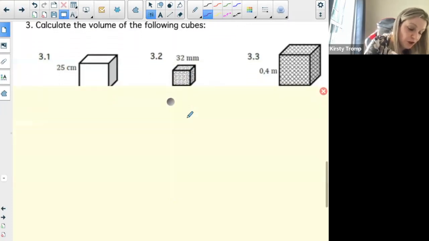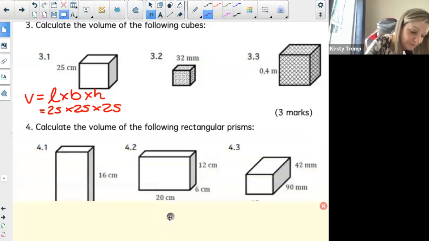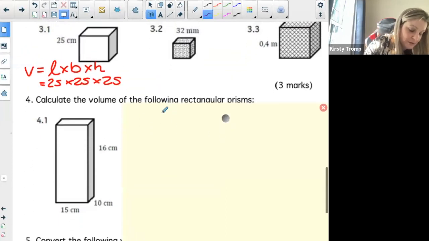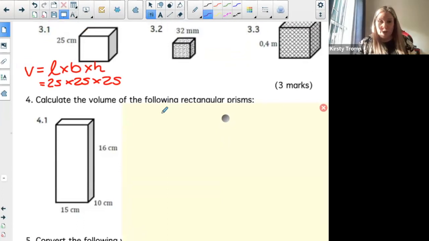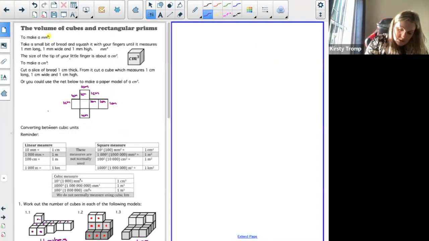So then we moved on, and in question 3, we calculated the volume of all those cubes on Monday night. Tonight, we're going to look at calculating the volume of rectangular prisms, guys. I'm going to start off by doing one with you, and then I'm going to ask you to try and do some by yourself. So we're looking at the first one, and what I want to do is do that first.